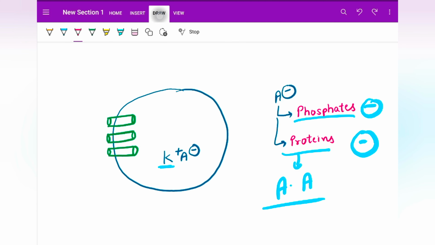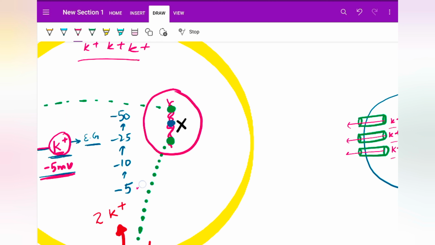So whenever this K plus leaks or diffuses out, you must be thinking that the anions associated with it are also going to leave. But no, that's not the case. These anions cannot leave the cell because they are too charged and too big to leave the cell. So whenever K plus leaves the cell, it always leaves behind an unoccupied, unbound anion. Every time this potassium leaks outside the cell, it leaves behind these unoccupied anions, and due to that, the inside of the cell is becoming more and more electronegative.